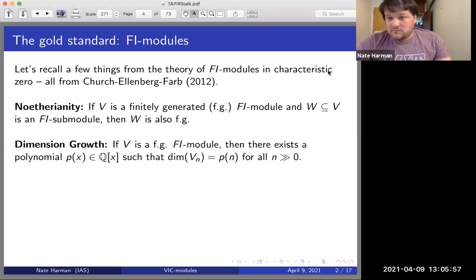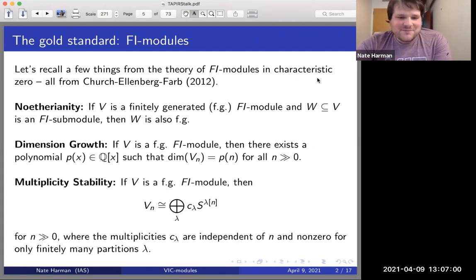We have control over dimension growth, right? If I have a finitely generated FI module, then I think of it as a sequence of representations, and the dimensions of these representations are eventually polynomial. This can be generalized: other character values are also polynomial in a sense. This is one of the coarse things we get out of representation stability, but it's also maybe one of the things we care about the most. For a lot of these applications, understanding how fast the dimensions of cohomology or homology are growing is maybe more important than understanding their internal structure. So some control over dimension growth will be an important part of this theory.